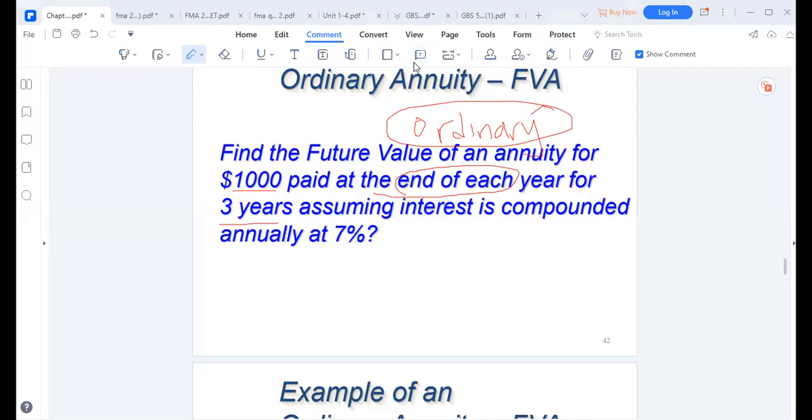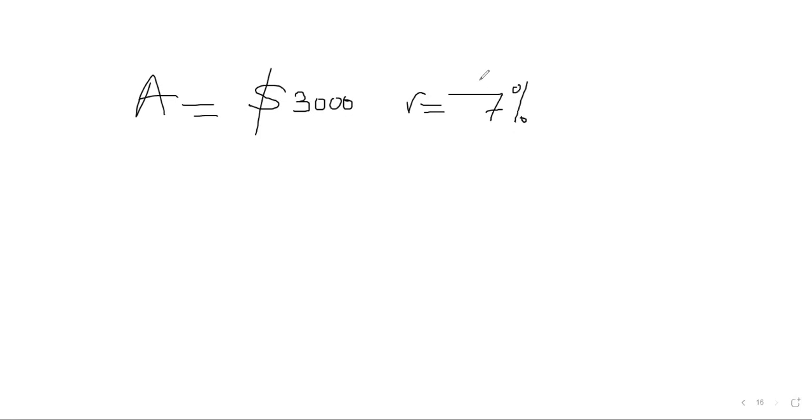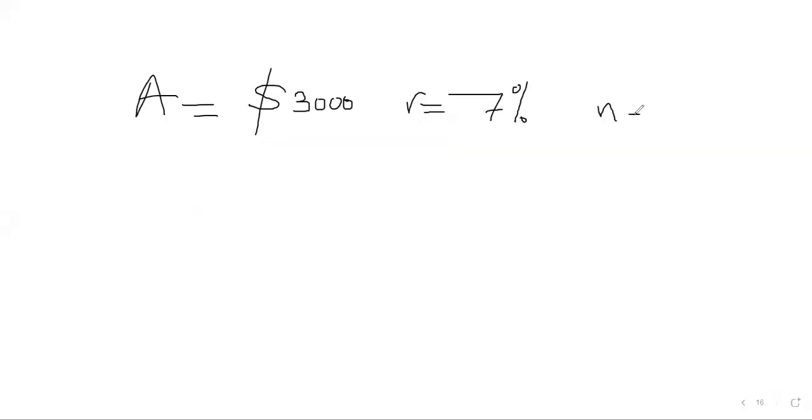So on the solution, we are getting down to this where we say amount is $3,000, okay? So we have this one at $3,000. Then we have our rate, which is 7%. Then we have how many years? So we can check for the number of years. Okay, so number of years here, 3 years. So N is 3.